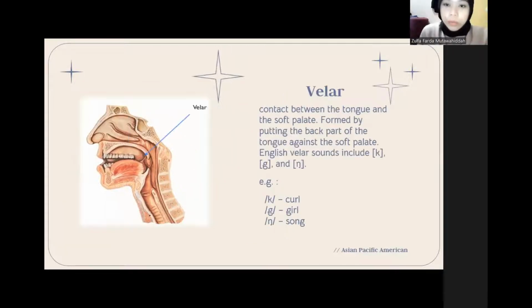Okay, next. Velar. Velar is contact between the tongue and the soft palate, formed by putting the back part of the tongue against the soft palate. You make velar consonants when you raise the back of your tongue to the velum to block or restrict airflow. The sounds are k, g, and ng. For example, k, the word is curl, g, the word is girl, and ng, the word is song.